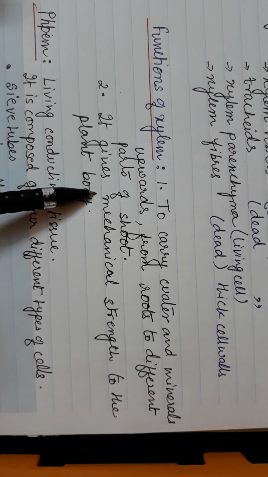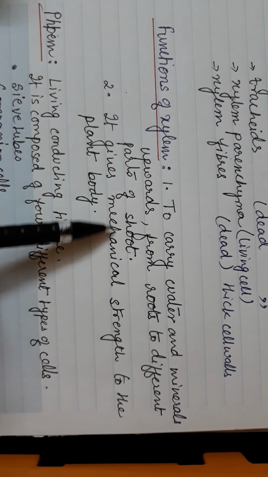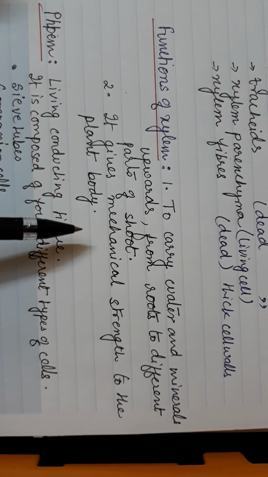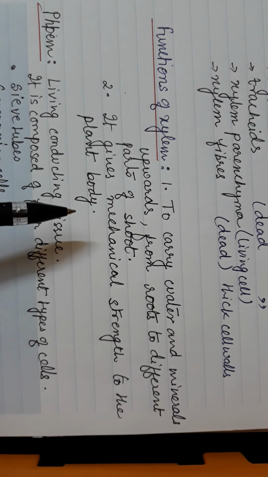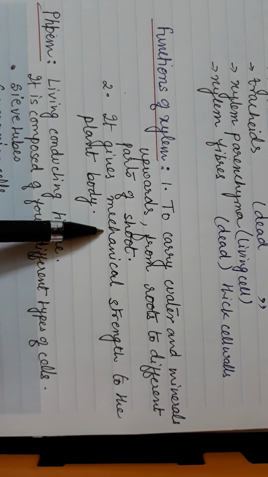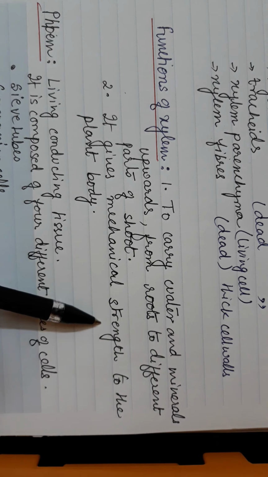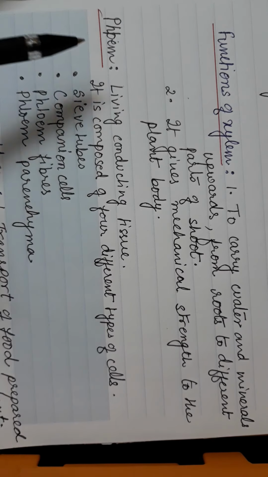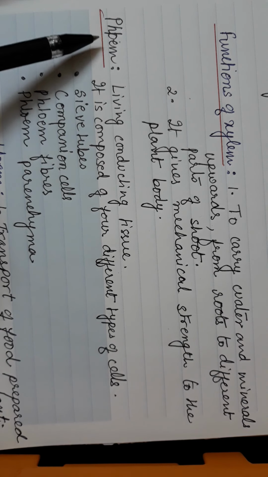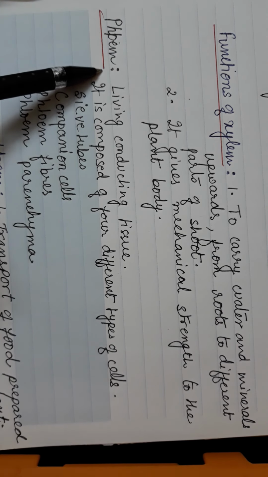The secondary function of xylem is that it gives mechanical strength to the plant body. Because out of 4, 3 cells are dead tissues and they are thickly walled. So because of that, it provides mechanical strength. Fine. Now we see the second complex permanent tissue, that is phloem.